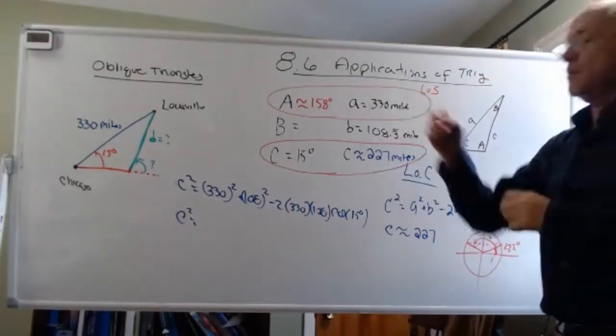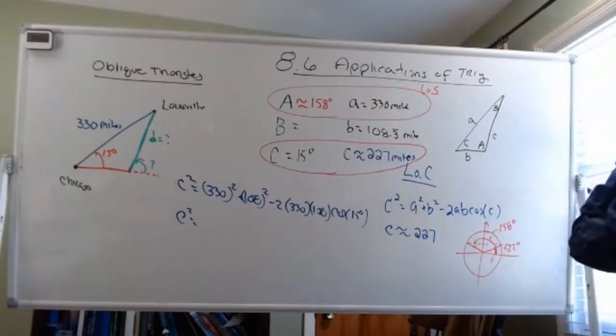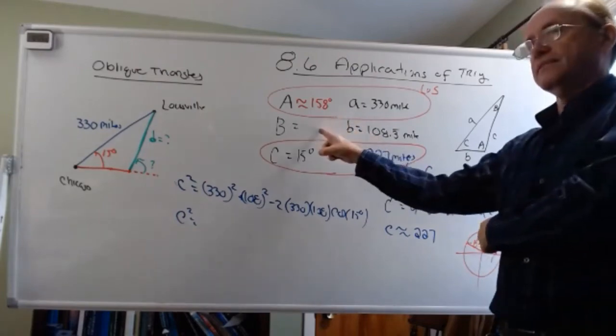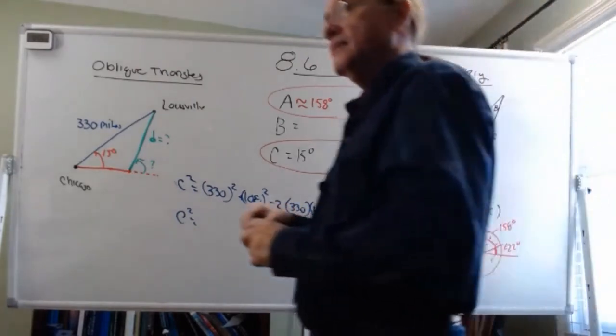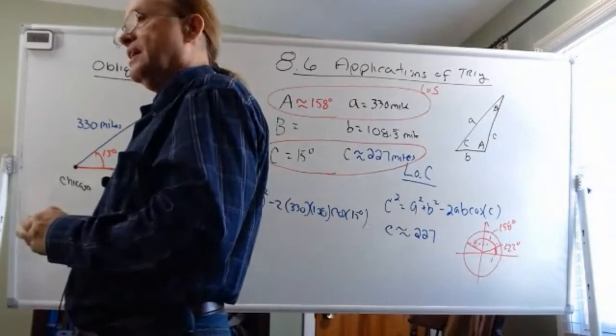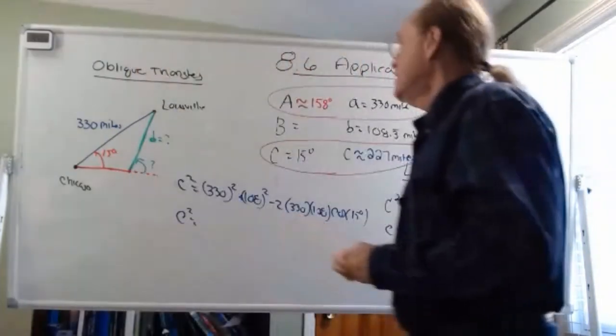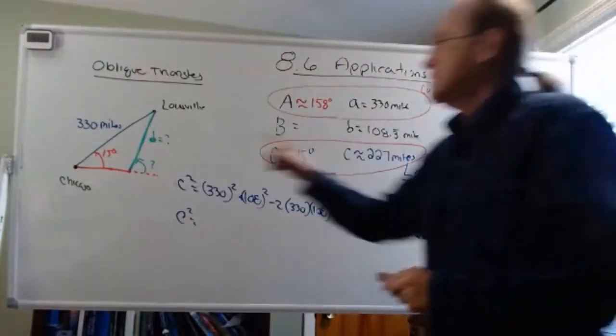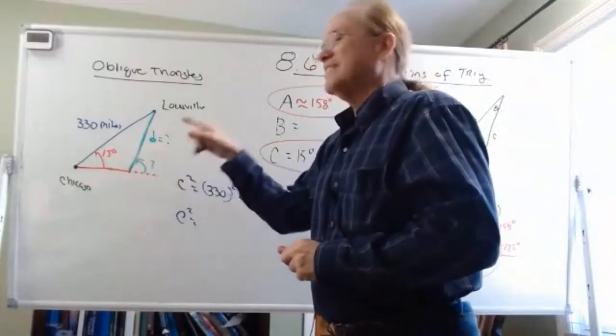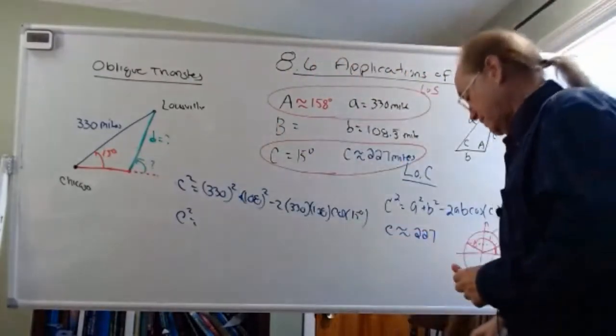Does anyone want to see how I got 158 for that sine, the angle A, using the law of sines? Is everyone okay with this? Does anyone want to see that? Everyone's okay? Not too bad? Okay, so we know this angle here. Now we have to answer the final question over here.